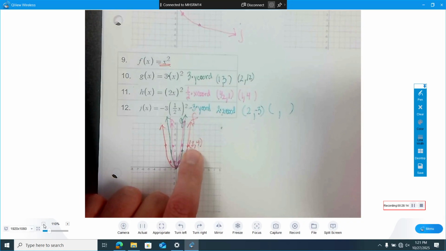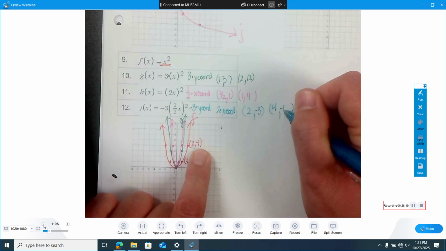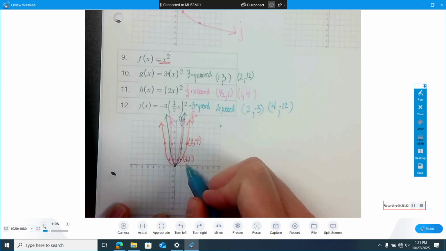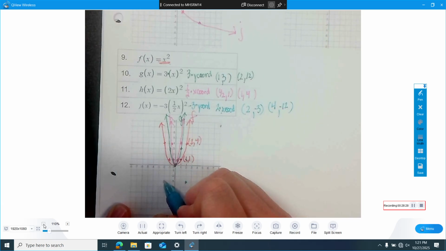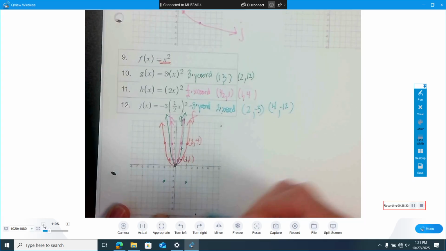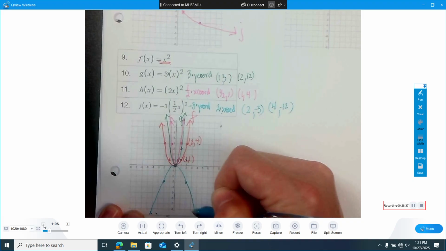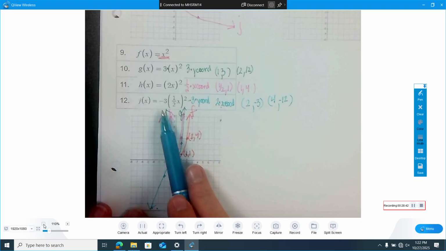And then 2, 4. The x gets doubled, so 4. And the y becomes -12. Good. 0, 0 stays the same. So we have 2, -3. That would also be -2, -3. And then 4, -12 would be way down here. So a couple things are happening here. That's J. This is a vertical reflection and stretched by a factor of 3.